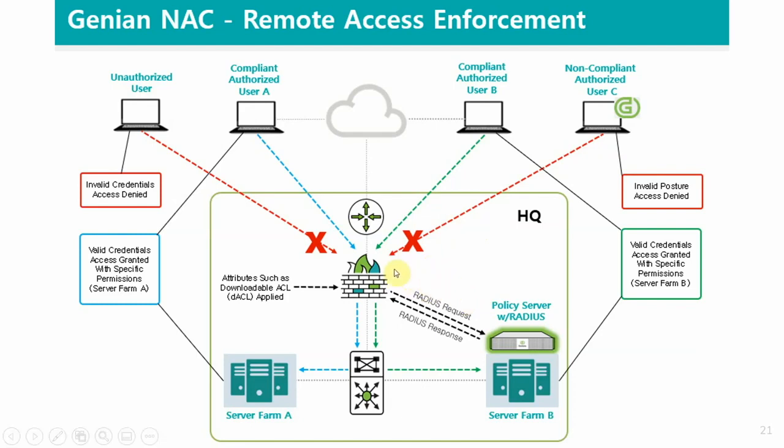Therefore, a reject is sent back and there is no access into the internal corporate network until the endpoint posture is changed and the user has remediated. Once the posture is valid, that user would then be able to connect just like any other compliant authorized user.